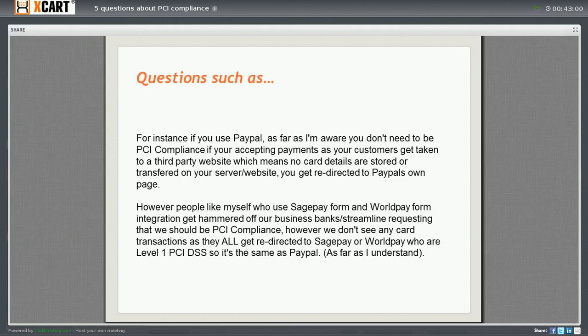Can you get out of PCI? Yes. But only if you do not take cards. Do not hire someone to take cards on your behalf. Do not get financial gain from an exchange of cards, or in no way are a merchant of record.